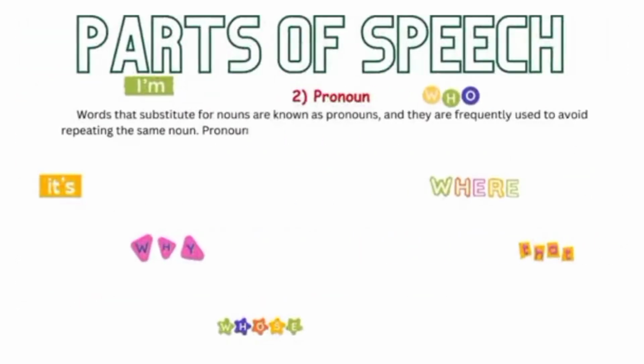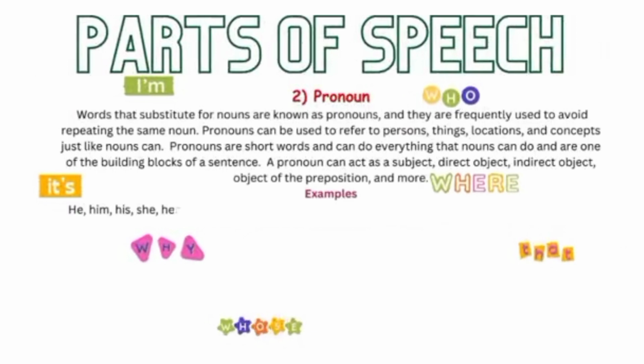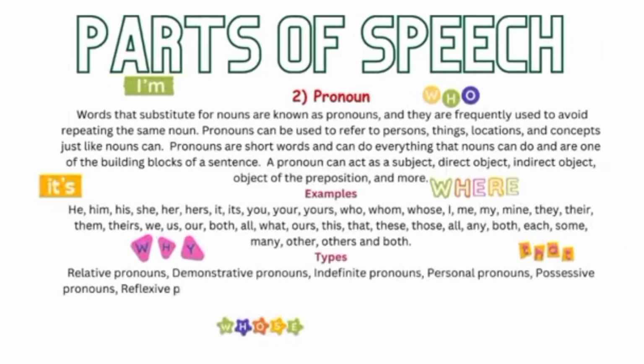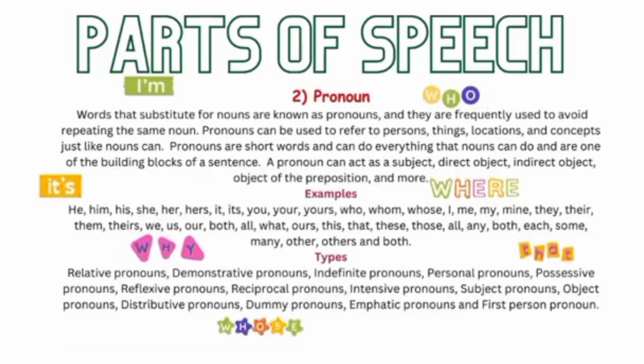Next is pronoun. Words that substitute for nouns are known as pronouns, and they are frequently used to avoid repeating the same noun. Pronouns can be used to refer to persons, things, locations, and concepts, just like nouns can. Pronouns are short words and can do everything that nouns can do, and are one of the building blocks of a sentence. A pronoun can act as a subject, direct object, indirect object, object of the preposition, and more.